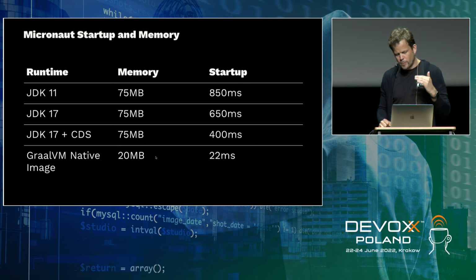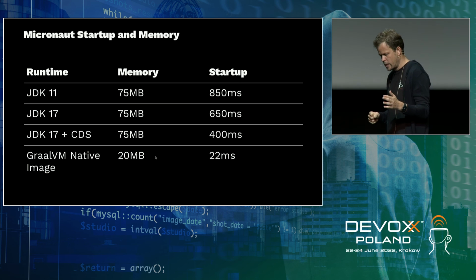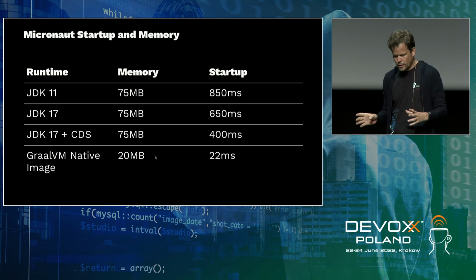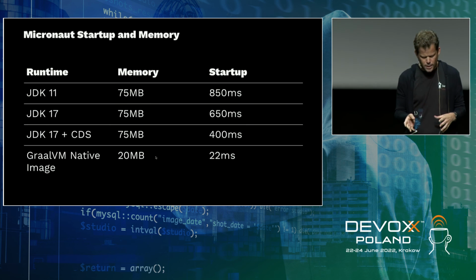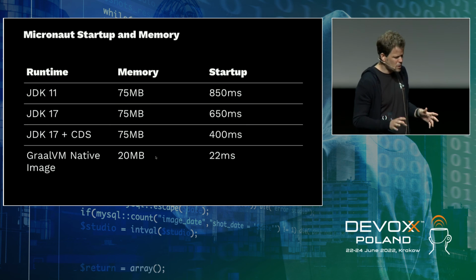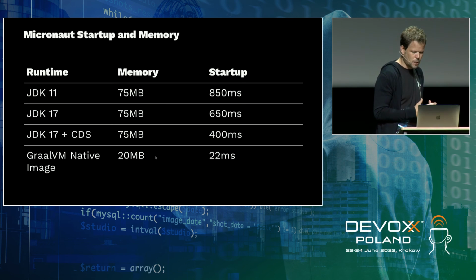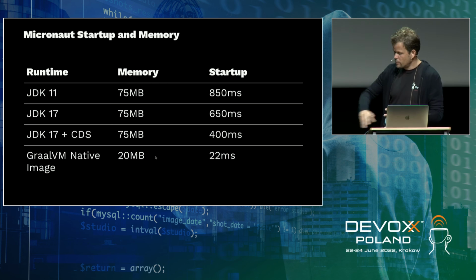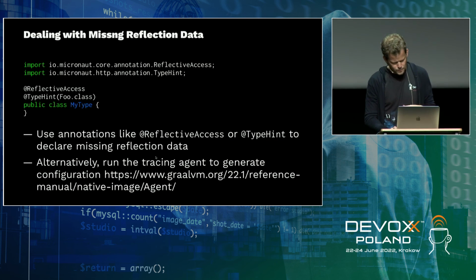And there are some other optimizations that you can do for Java. Java 17 introduced class data sharing, where you can create a shared class package, and that drops startup time to about 400 milliseconds. There's some interesting research going into something called CRaC, which, again, may help startup time. But really, the state of the art in terms of both memory and startup is GraalVM native image.